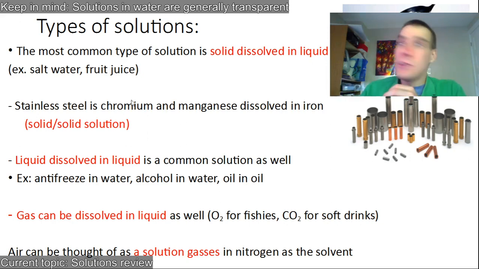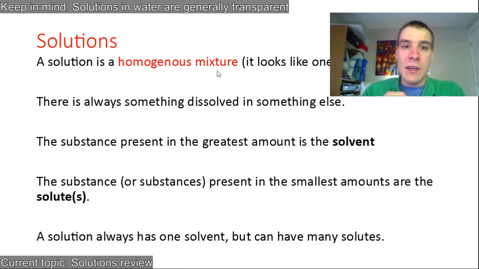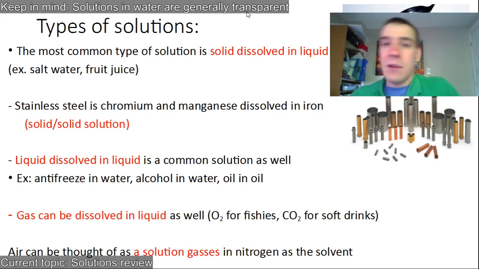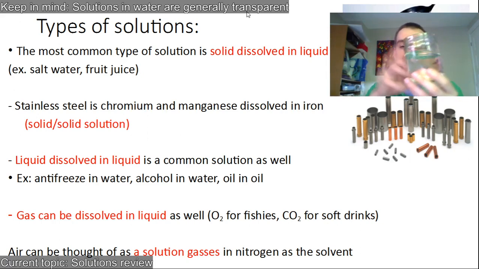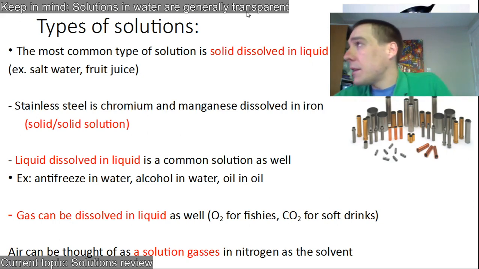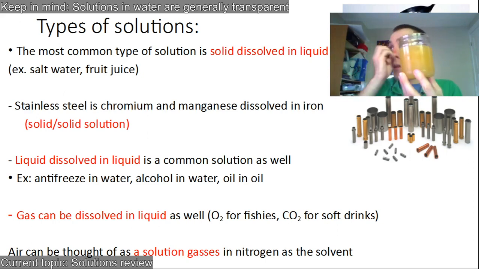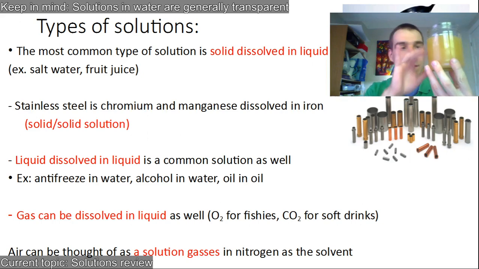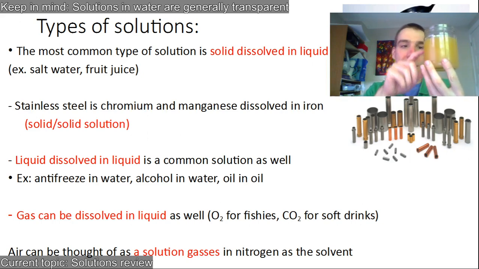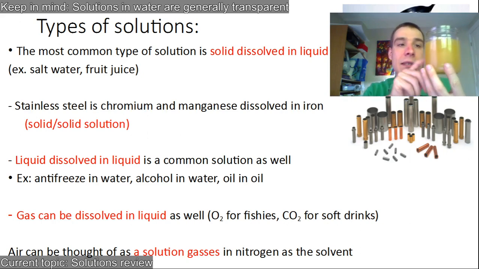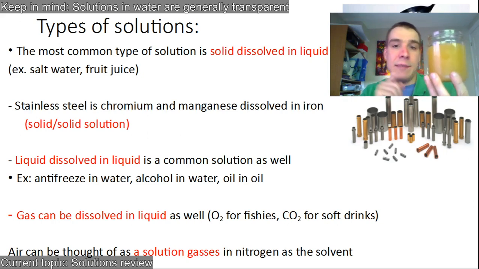One big thing about solutions, though, is that they have to look homogeneous, like one substance. And in water, typically that means that they're transparent. So when you have water like this, it has a bunch of stuff all dissolved in it, but it looks transparent. Meanwhile, this one here, which is apple cider, has stuff floating in it. It has little chunks of the pulp of the apple floating in it, and those little chunks make it opaque, and that means that it's not a solution. Technically, this is a suspension.